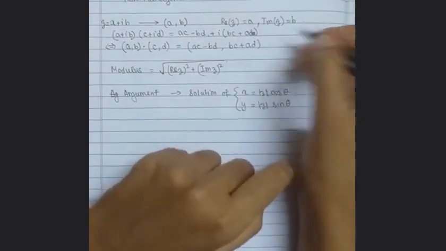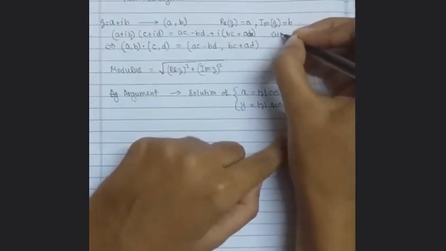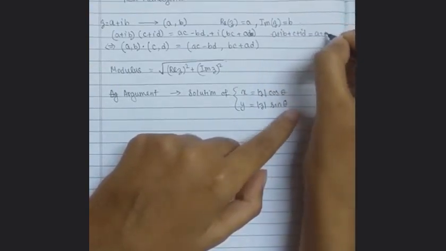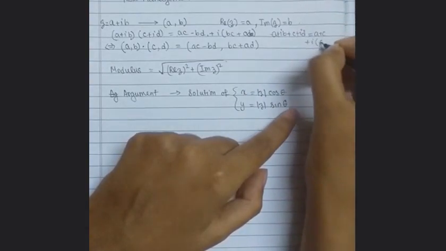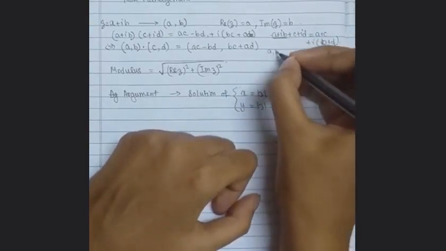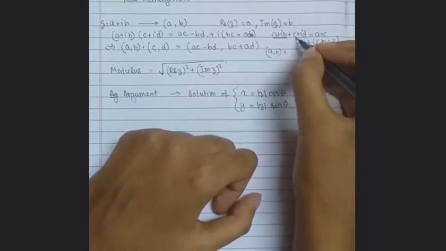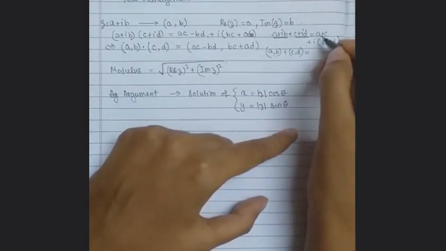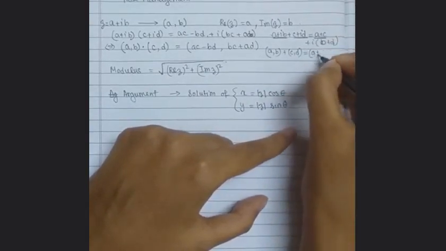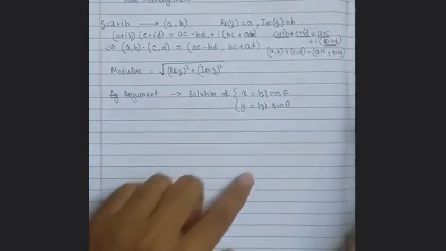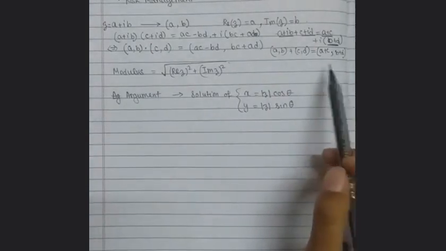Similarly, addition of complex numbers is equally easy. (a plus ib) plus (c plus id), we just know that it is (a plus c) plus i(b plus d), right? So as an ordered pair, this is (a, b), this is (c, d), and the answer would be real part a plus c and imaginary part b plus d. That's how we add and multiply different complex numbers.